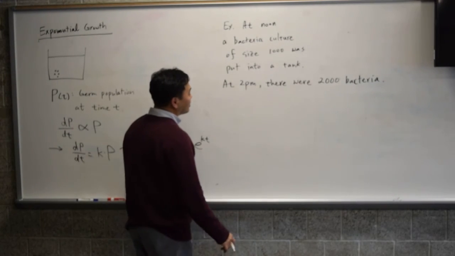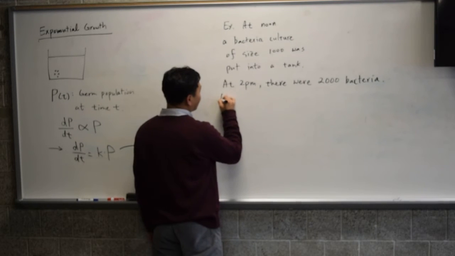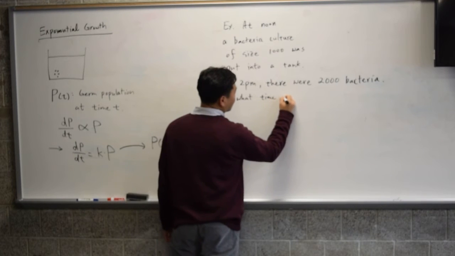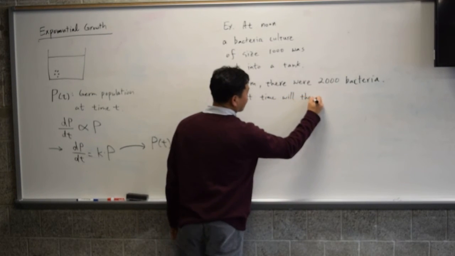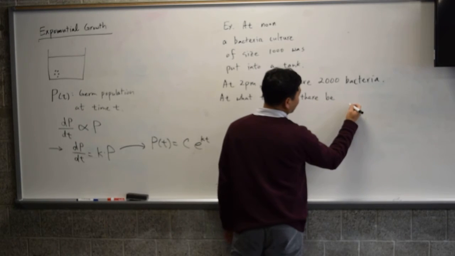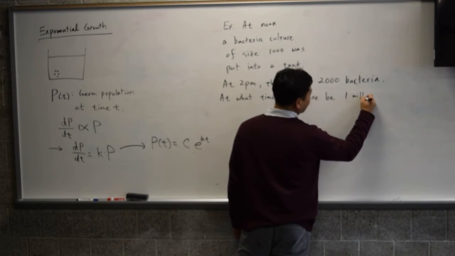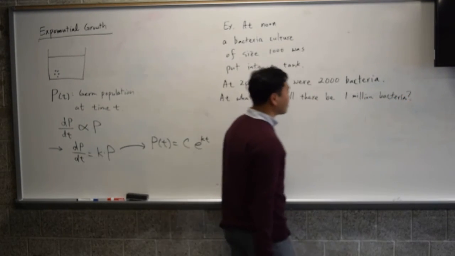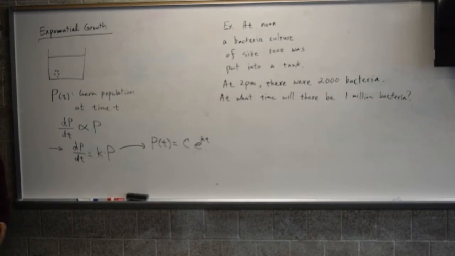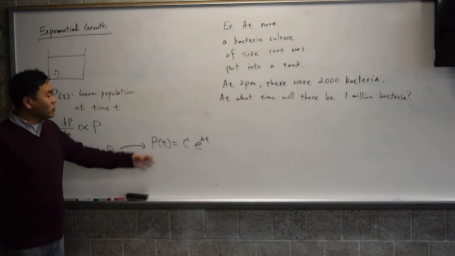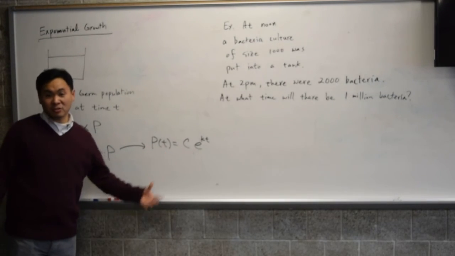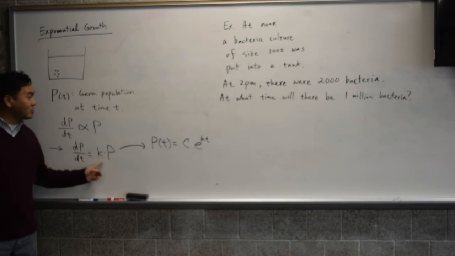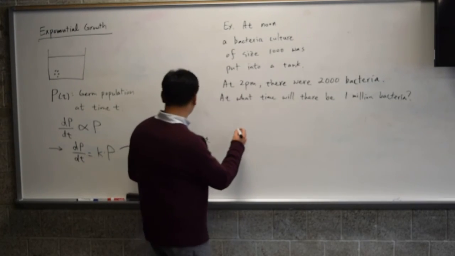Okay, and then the question is, at what time will there be 1 million bacteria? Question? And we'll solve this question assuming that we already have this solution. See, ideally what we need to do is start from this one. Let's actually write down what we need to have.